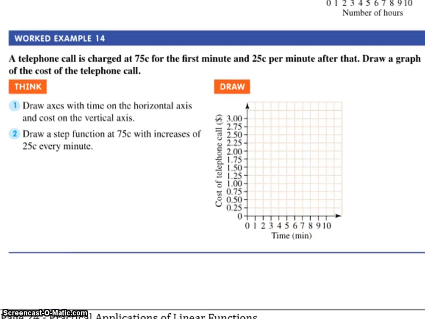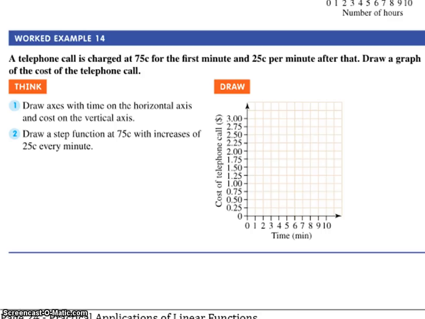So, telephones. A lot of the time telephone charges are done as step graphs as well. So what we're going to do is there's a telephone charge at 75 cents for the first minute and then 25 cents per minute after that. Draw a graph of that.